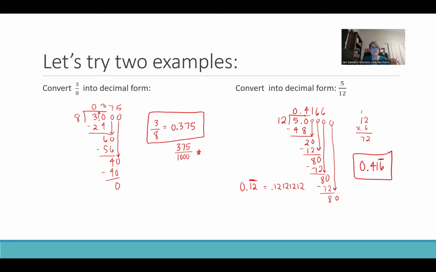Unless we want them to practice stopping and rounding to a certain place. If you're going to round, you'd have to tell them to round to the nearest hundredth or round to the nearest thousandth, or whatever that is.